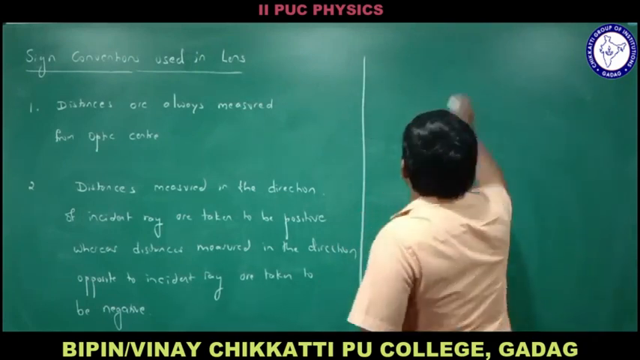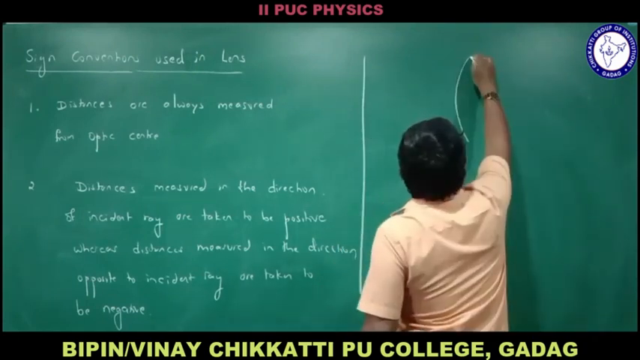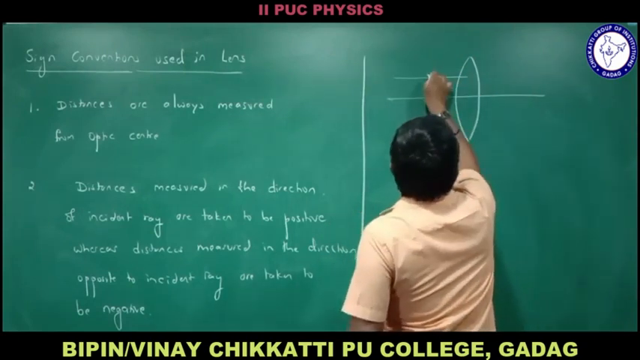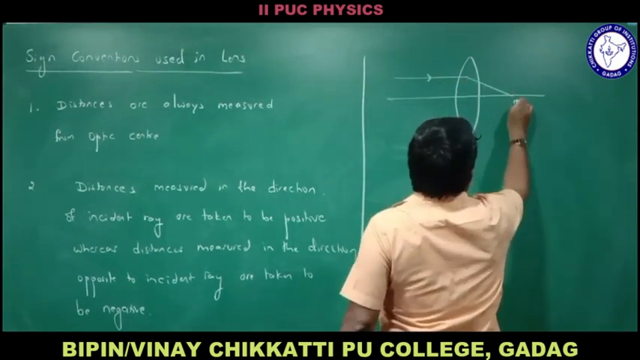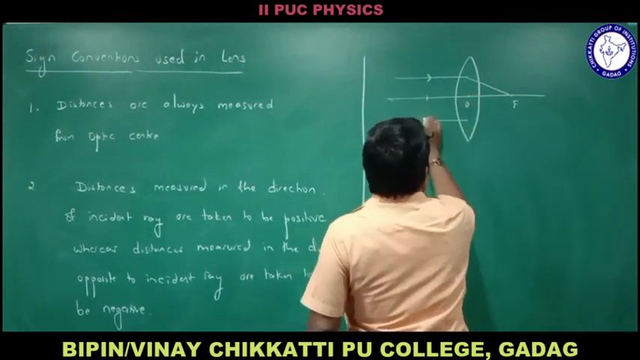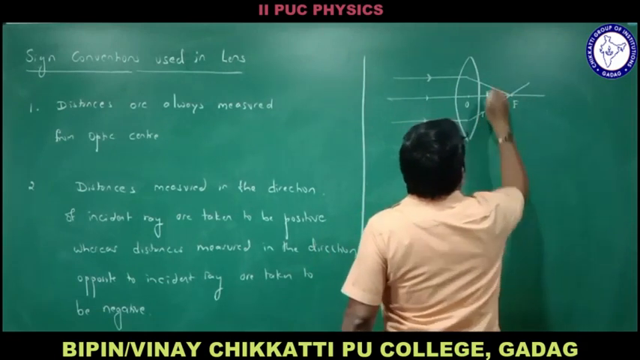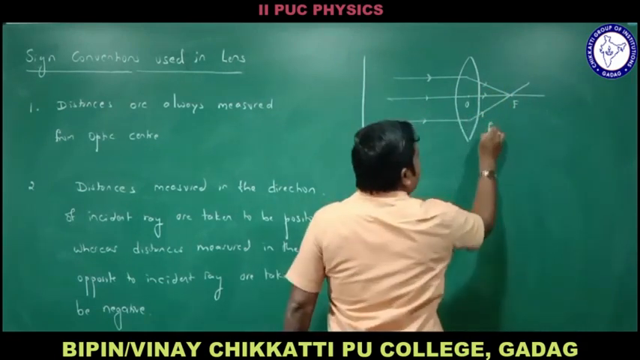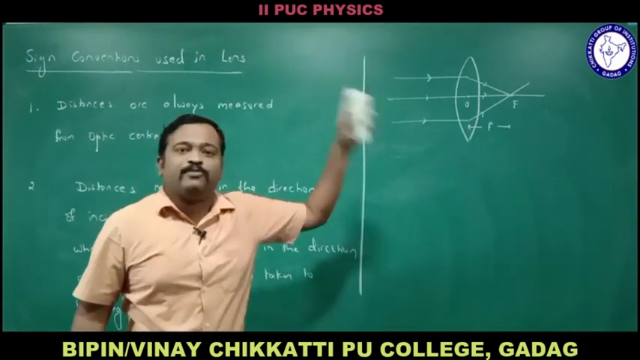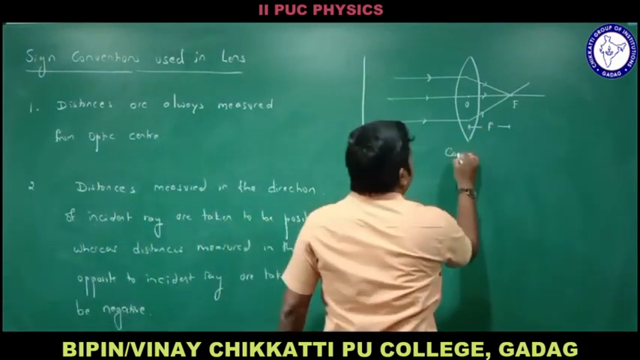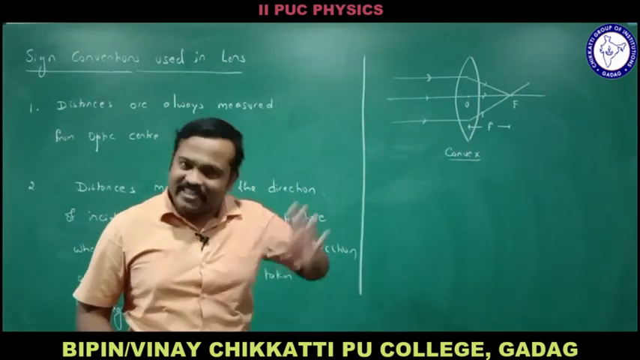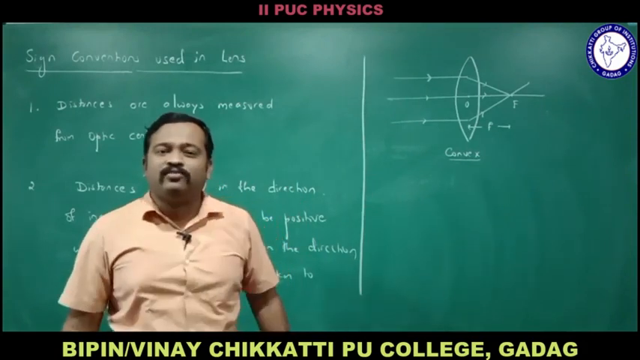For example, if I'm considering a convex lens here, we know that the rays of light converge at a point, let me call it F. This is the optic center, right? If I'm taking a parallel ray, it converges at this point. This is the focal length. Come on, tell me now. Is the focal length positive or negative in case of a convex lens? Let us check it out. Focal length is measured from the optic center.